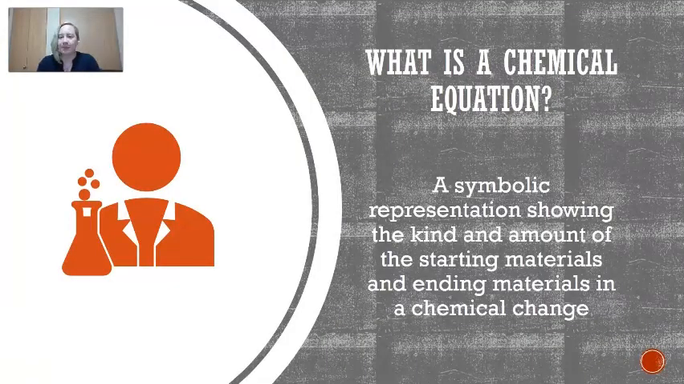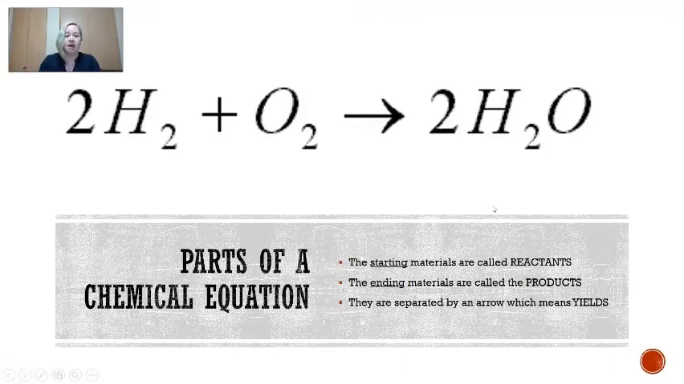So what is a chemical equation? A chemical equation is a symbolic representation showing the kind and amount of starting materials and ending materials in a chemical change or a chemical reaction. That's what we were talking about last week when we talked about physical versus chemical changes. A chemical equation is how we show that a chemical change has taken place in terms of what happens with the atoms themselves. So with that, let us talk about the parts of a chemical equation.